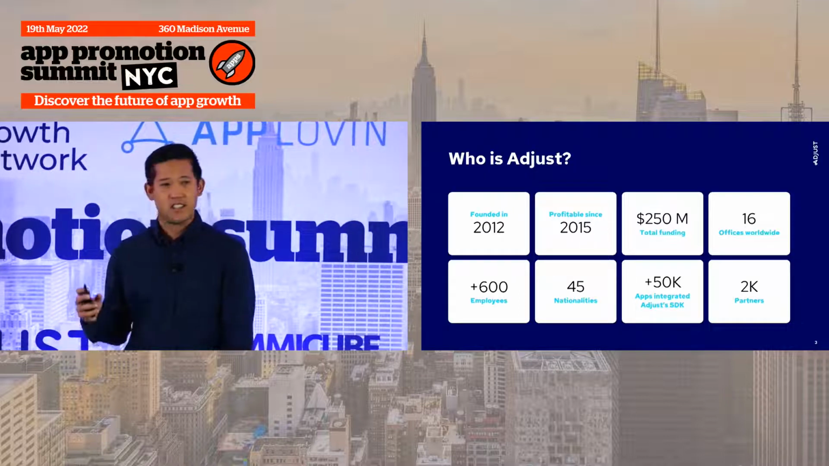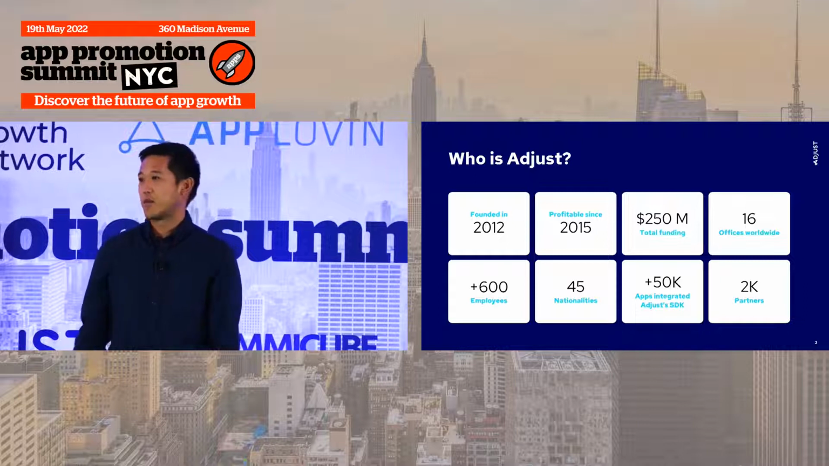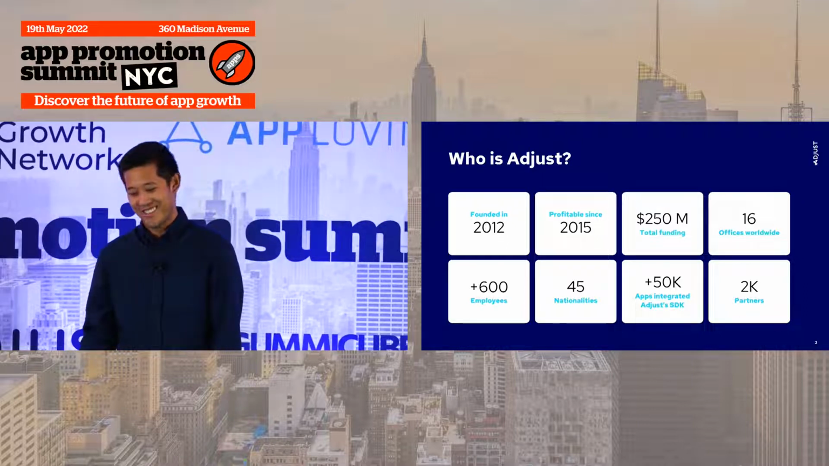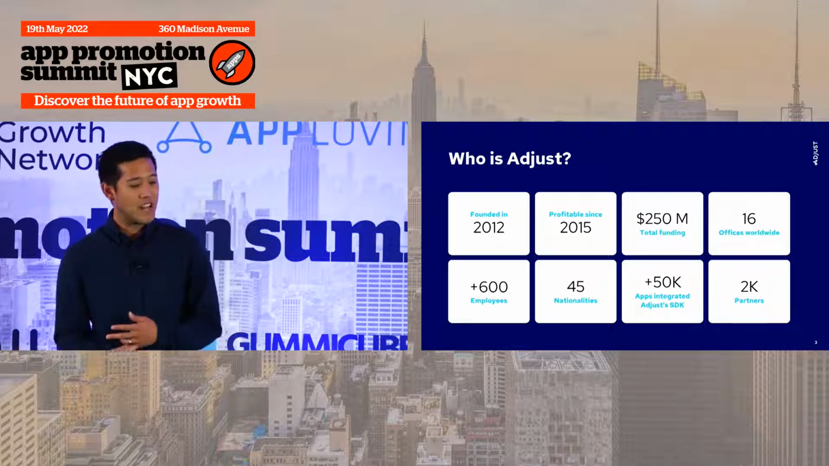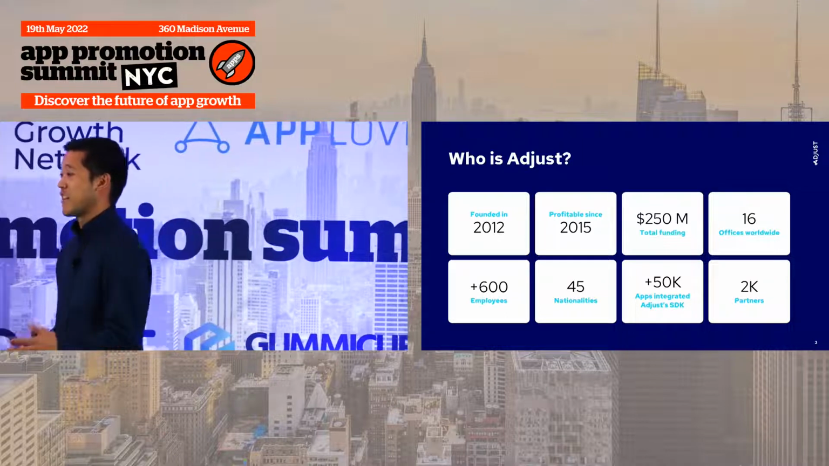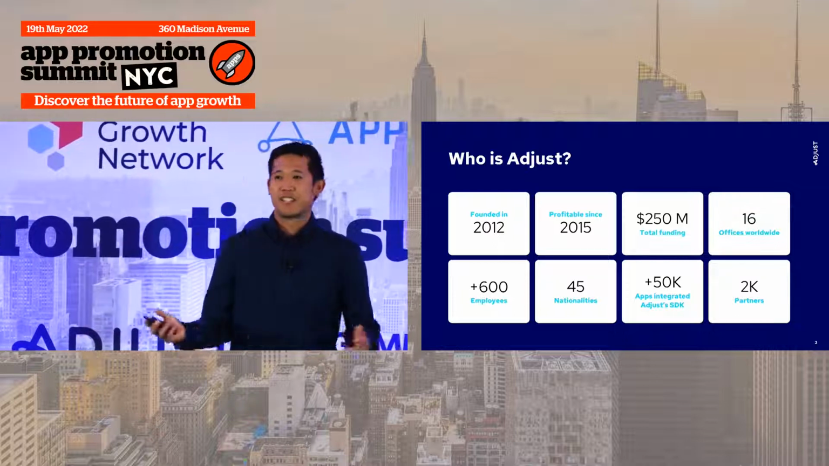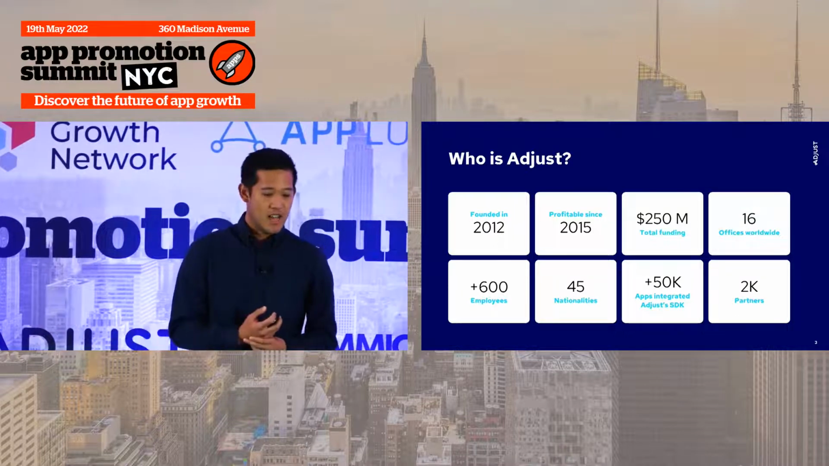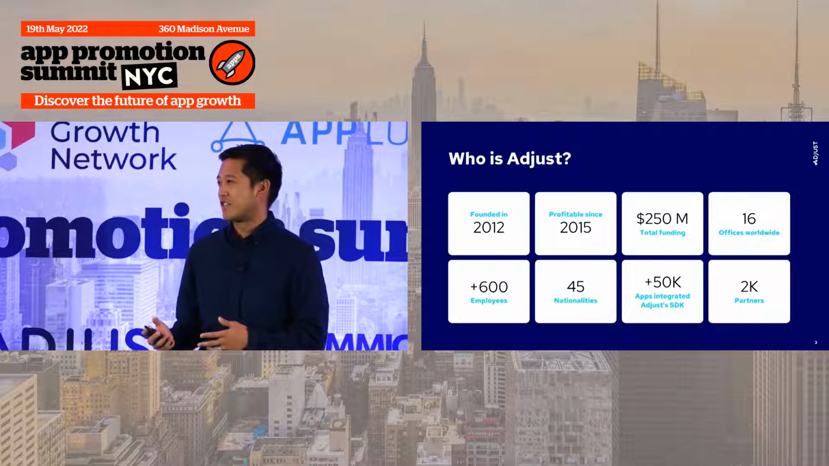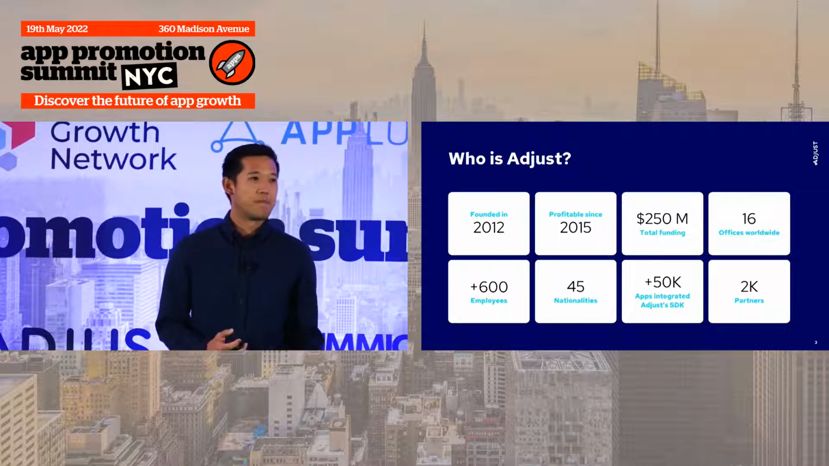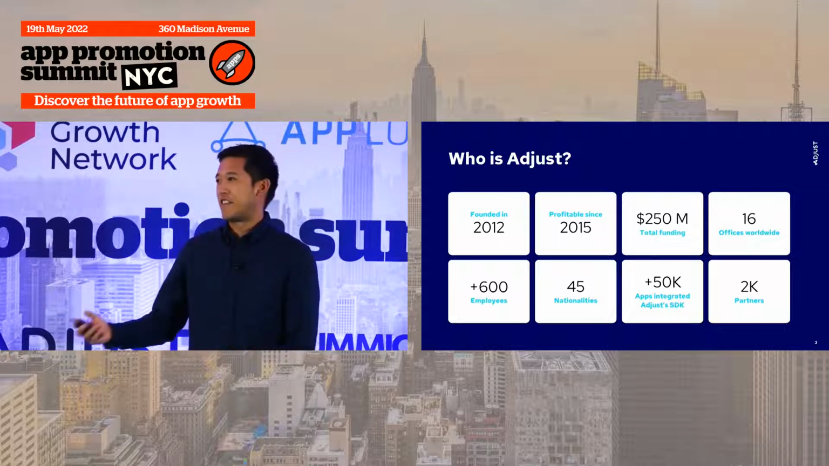So who's Adjust? We started 10 years ago, and we actually celebrated our 10-year anniversary last month. We have 16 offices worldwide. Adjust itself is around 600 employees, but we were acquired by AppLovin, who's also here, which takes us to over 1,000. And just for scale, to give you an idea, our SDK is implemented in over 50,000 different apps.